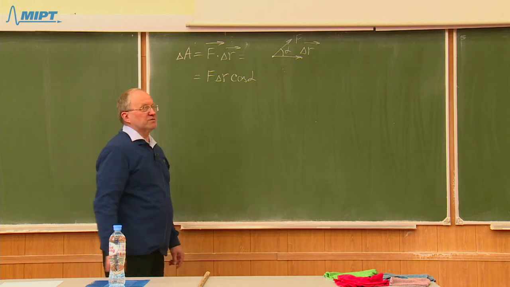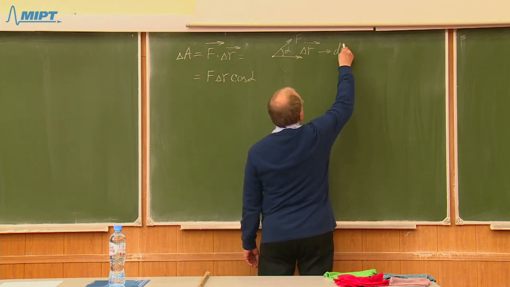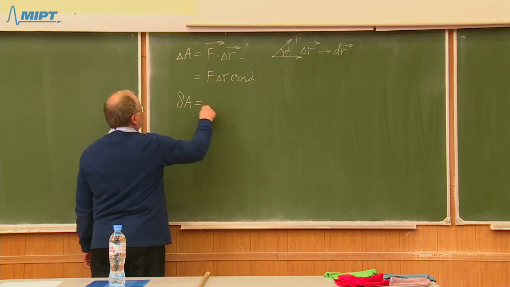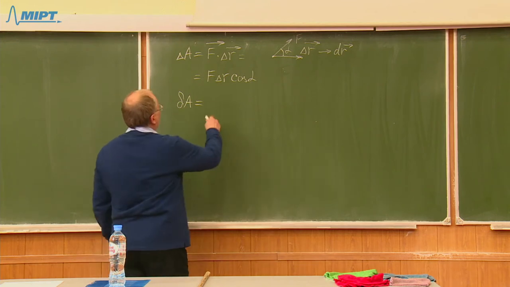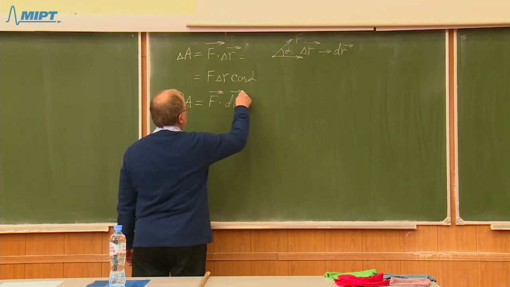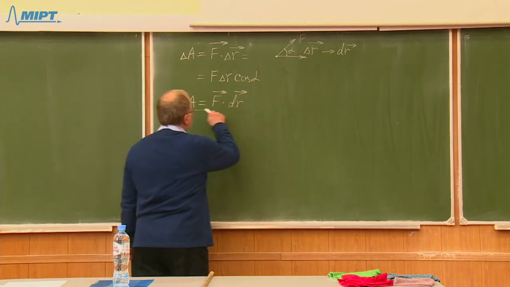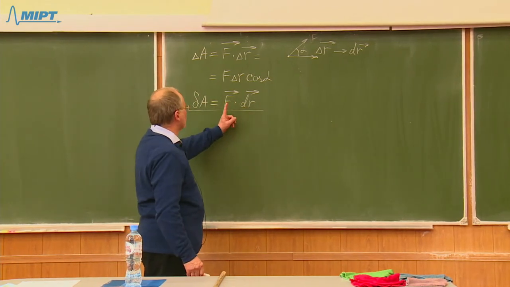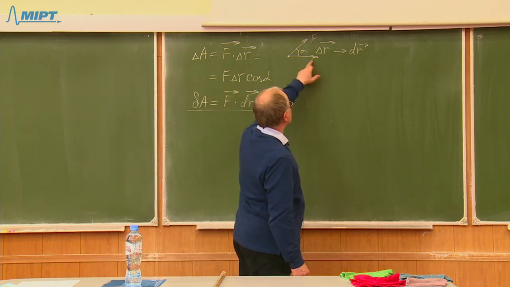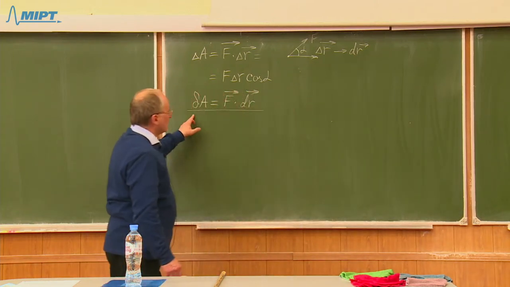If the displacement is very small, we will denote the displacement as dr. And then the amount of work will be denoted as delta A, which will be a scalar product of force and vector dr. This is for very small displacement, and we assume that vector F was constant during the particle motion at this distance dr.